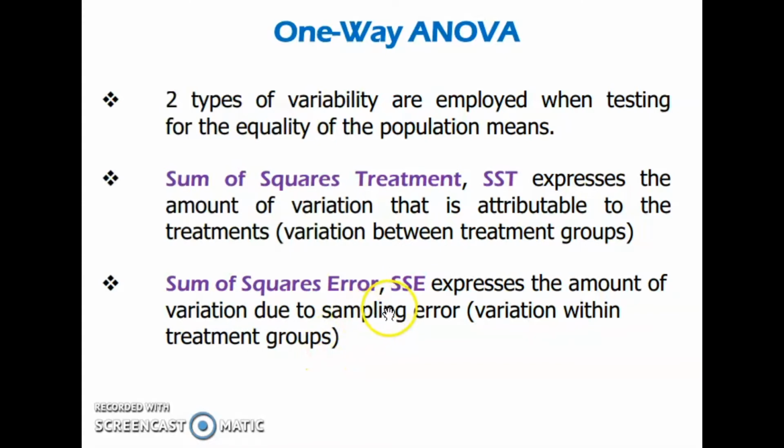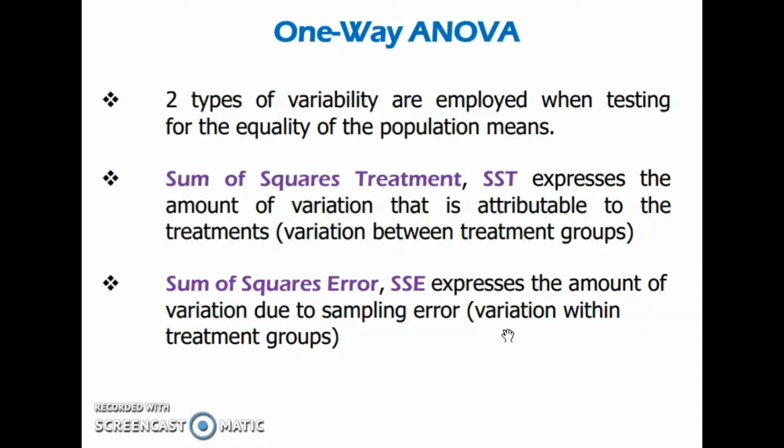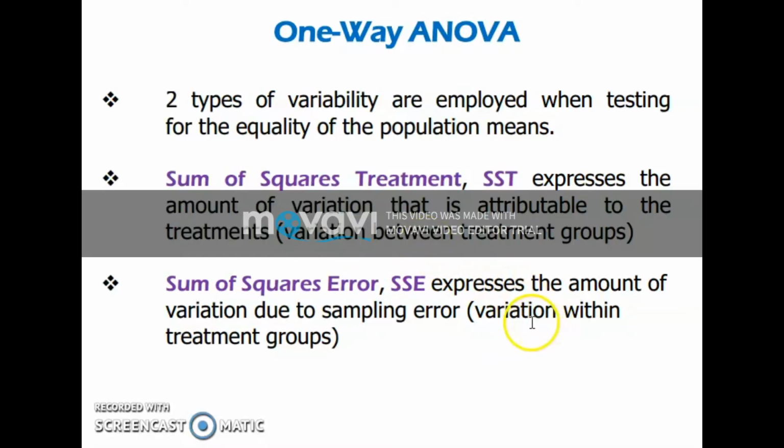Whereas SSE, the sum of squares error, refers to the amount of variation due to sampling error, meaning variation within the treatment groups: variation within the group from arts, variation within the group from science, and variation within the group of social science. So the keywords here are variation between and variation within.